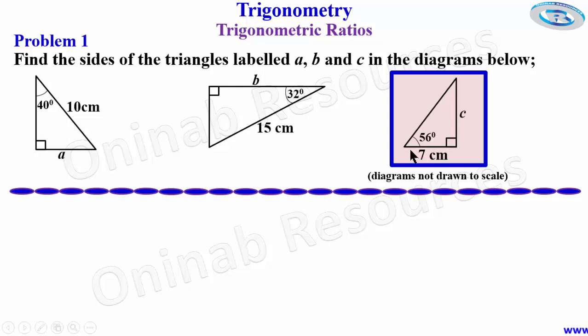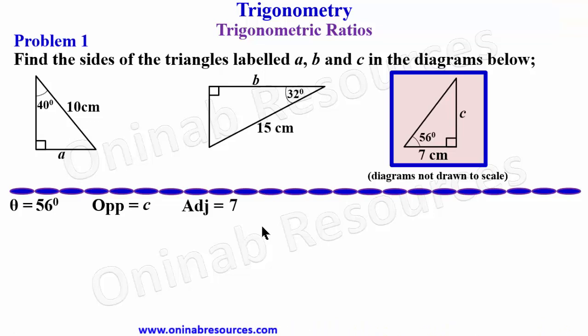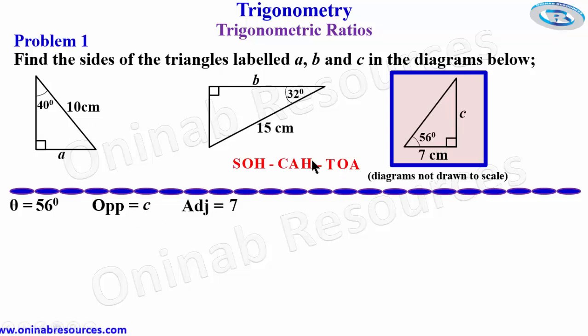For C, we still come up with our theta to be 56 degrees. We don't have business to do with the hypotenuse. So we are given opposite, that is, opposite is equal to C, and adjacent is equal to 7. We now look at the trigonometric ratios that combine opposite and adjacent. So it is going to be TOA.